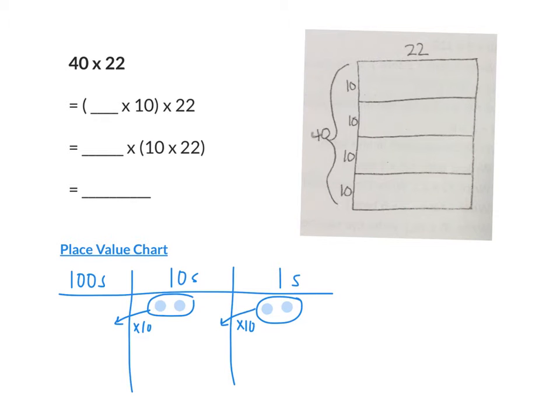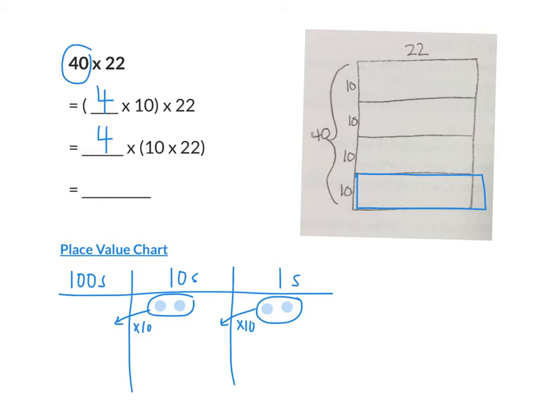If I have 40 times 22, could I use what I know about factors to break apart 40? 40 is the same as what times 10? Avani? 4. So is 40 times 22 the same thing as 4 times 10 times 22? That's what we were saying earlier during the problem of the day, right? We could see that it's the same as 4 times 10 times 22.